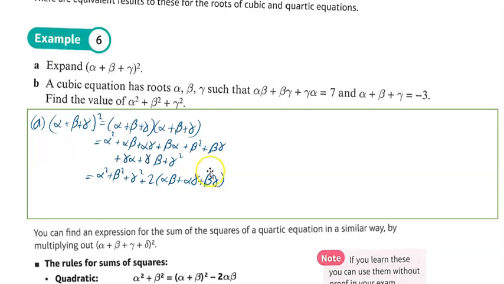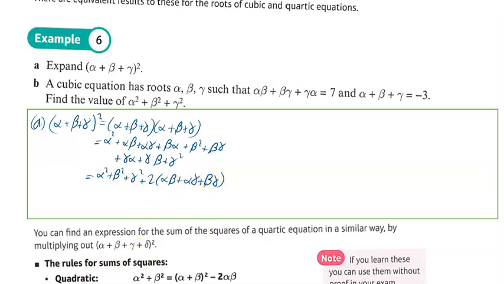Okay, now notice you've got your alpha beta here, and then you've got a beta alpha, so that's 2 alpha beta terms. So that's why when you tidy this up, you've got 2 alpha betas. Likewise, you've got alpha gamma and gamma alpha, so you have 2 alpha gamma terms, and also you've got your beta gamma and your gamma beta, so you've got 2 beta gamma terms. So when you tidy this all up, you've got alpha squared plus beta squared plus gamma squared plus 2 times alpha beta plus alpha gamma plus beta gamma.